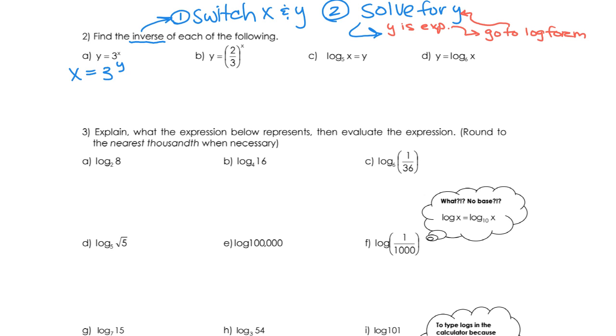All right, and there it is. Second step is to solve for Y. Y is an exponent, so we have to remember that we have to go to log form. And when we go to log form, the first thing we write is the word log. The next thing we write is we give it a subscript, which is the base, which is the 3. Next comes the number, which is X. And then remember that logs are always equal to their exponent, which is Y. And there it is. It's in Y equals form.